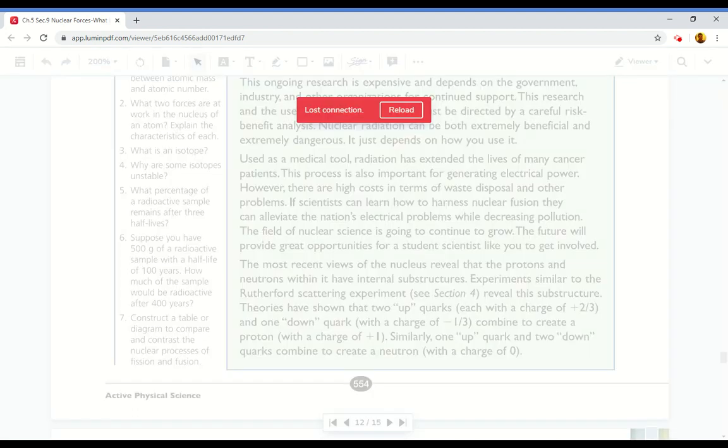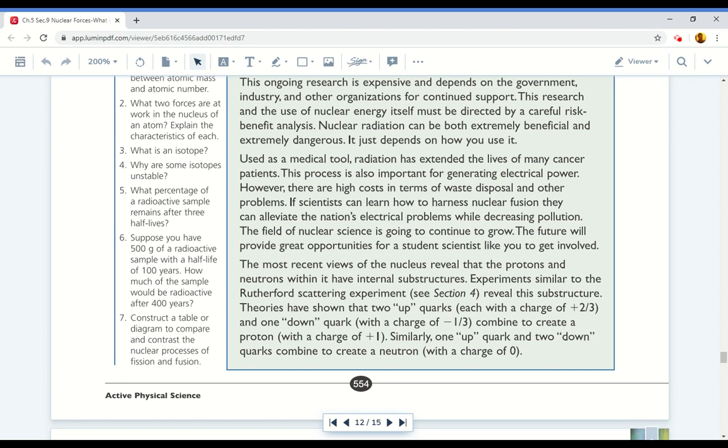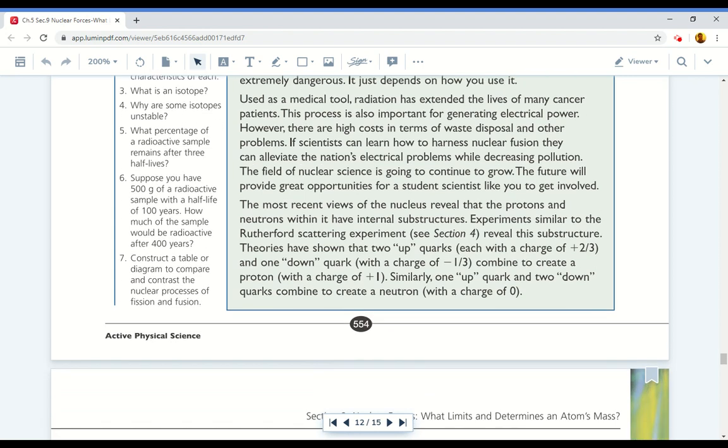This research and the use of nuclear energy itself must be directed by a careful risk to benefit analysis. Nuclear radiation can be both extremely beneficial and extremely dangerous. It just depends on how you use it. Used as a medical tool, radiation has extended the lives of many cancer patients. This process is also important for generating electrical power. However, there are high costs in terms of waste disposal and other problems.